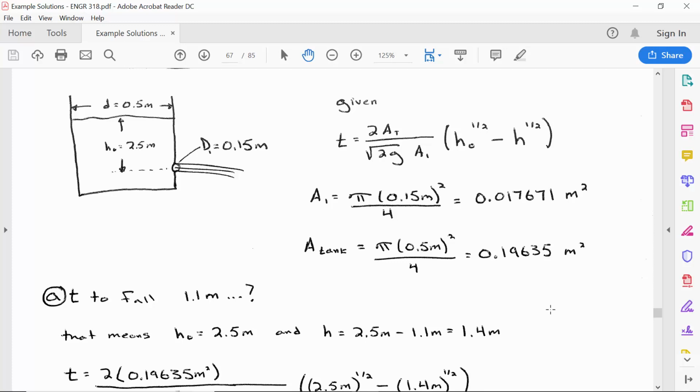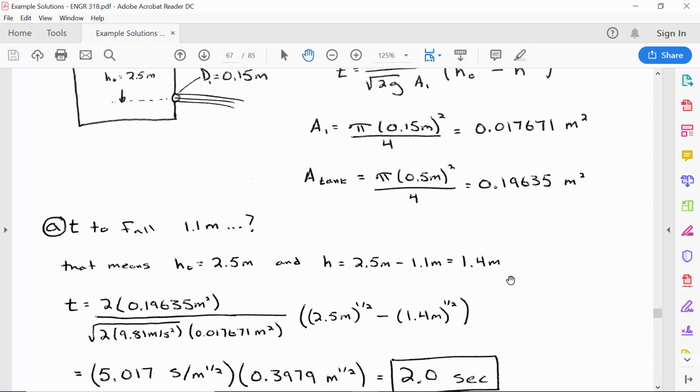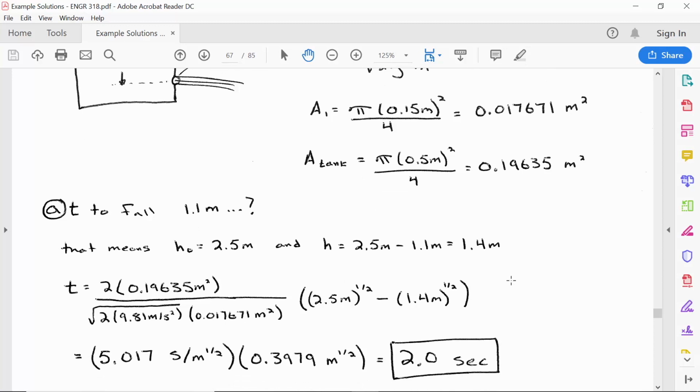Now, by the way, remember, this is all assuming no energy loss through the orifice. So if we wanted to actually observe this more accurately in the field, we need to apply a discharge coefficient. You've already learned about C sub D values, and so you could calibrate this orifice and find out what is the discharge coefficient, because it's not going to drain as fast as we think it is because of that whole discharge coefficient thing. But with that at the back of our mind, that this is assuming no energy losses, it would be 2 seconds. But actually, it's going to take a little bit longer than that to drain because of the whole discharge coefficient thing. Okay, so to fall 1.1 meters, 2 seconds.